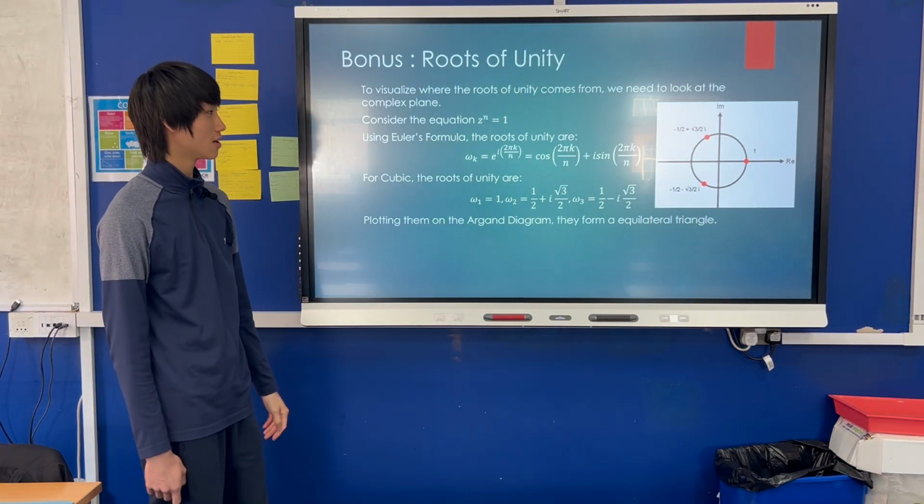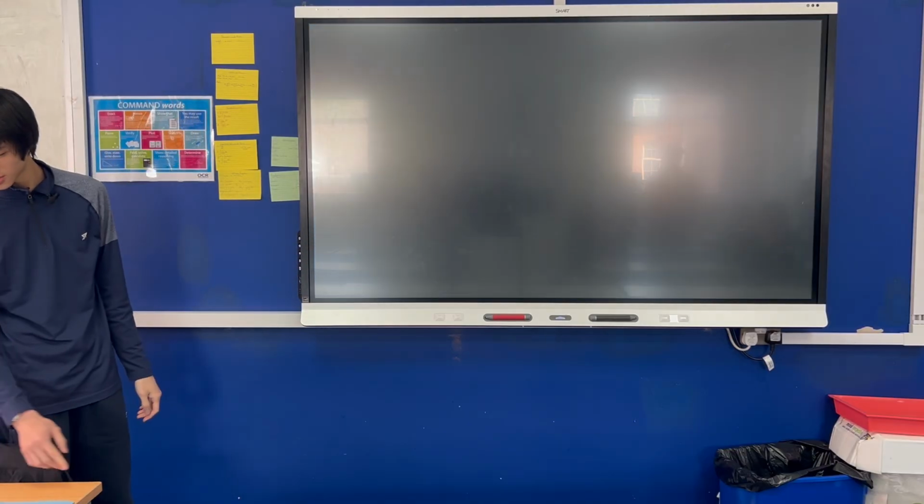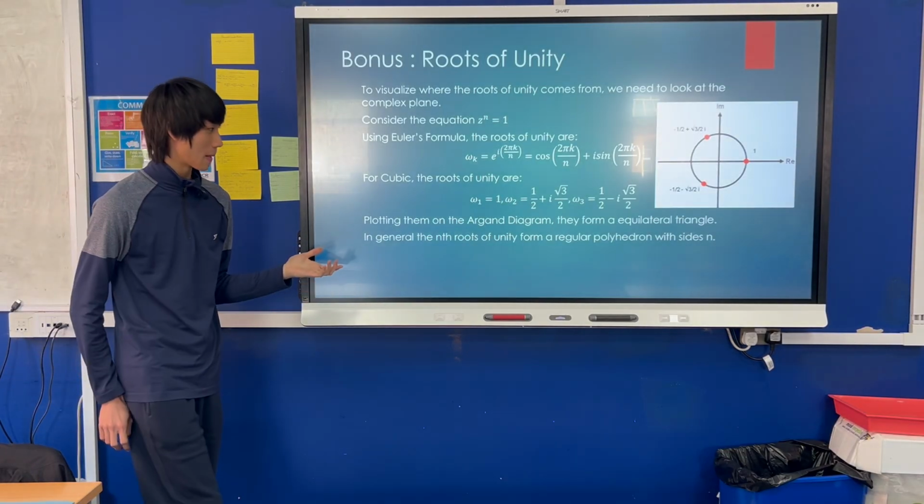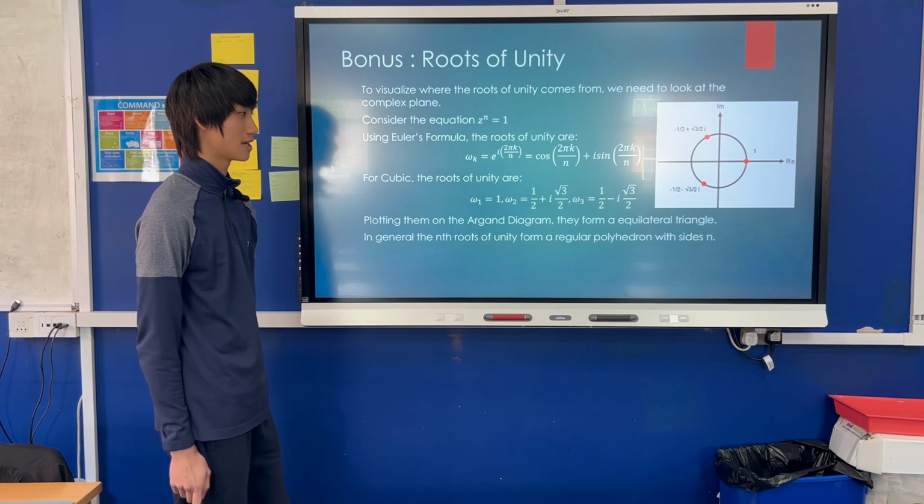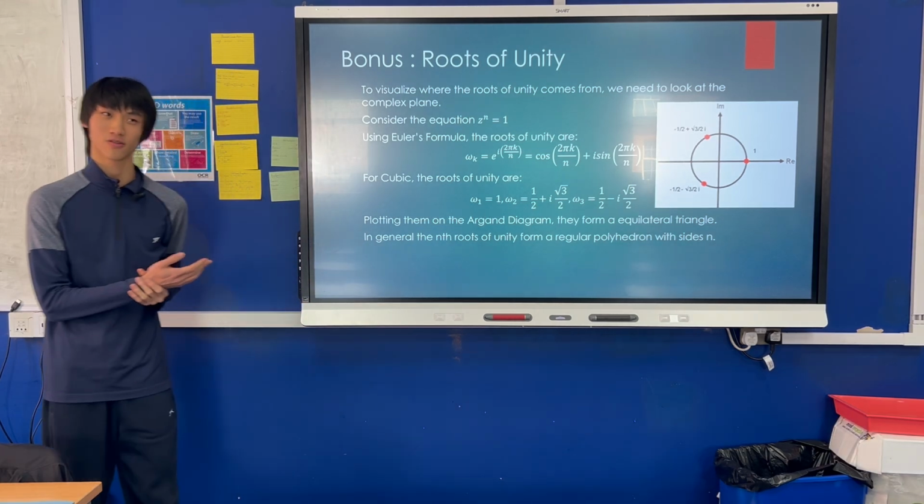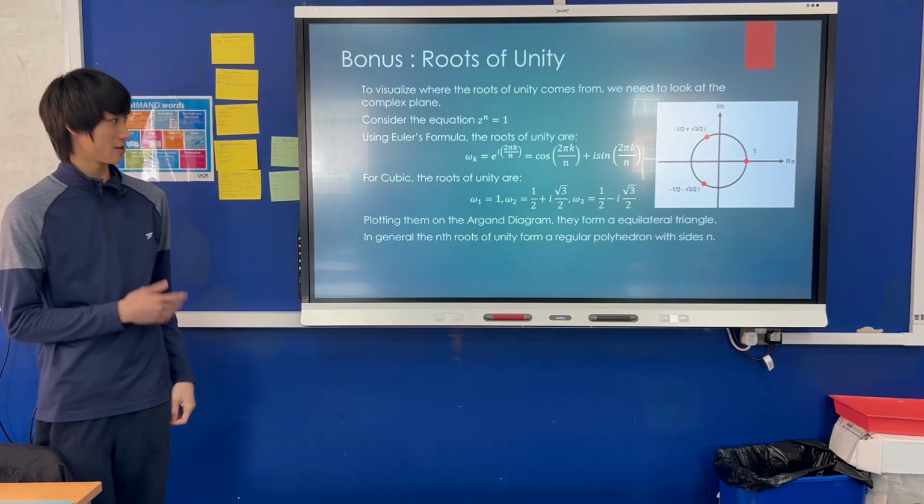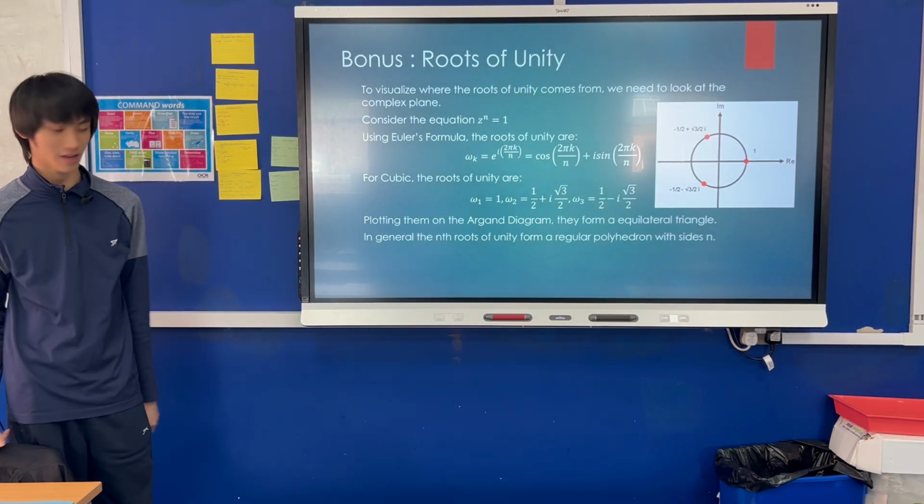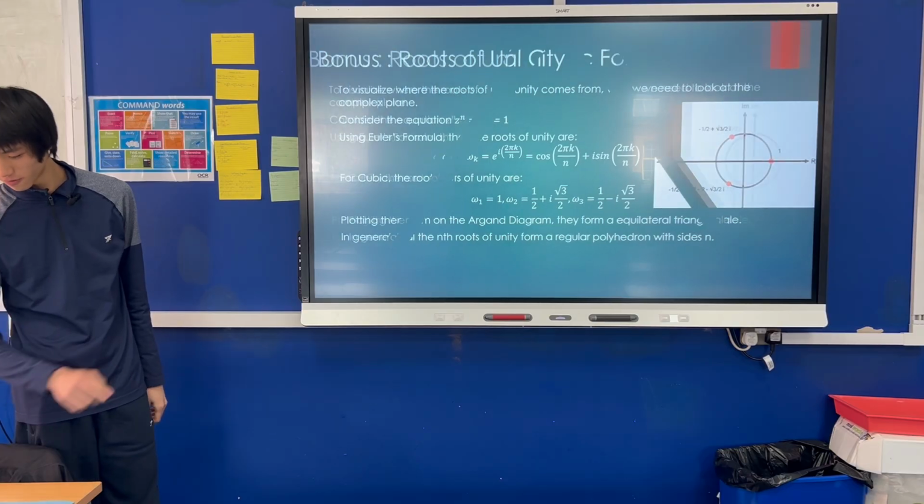And that's the property of any generic roots of unity, is that they are going to form a regular polygon with n sides. I'm not going to go into why, but it's pretty interesting if you want to know more about it. Maybe I'll cover something more in the future. But back to what we have.